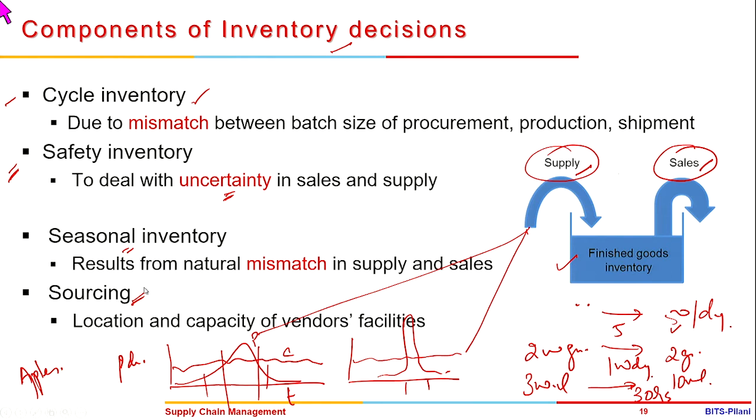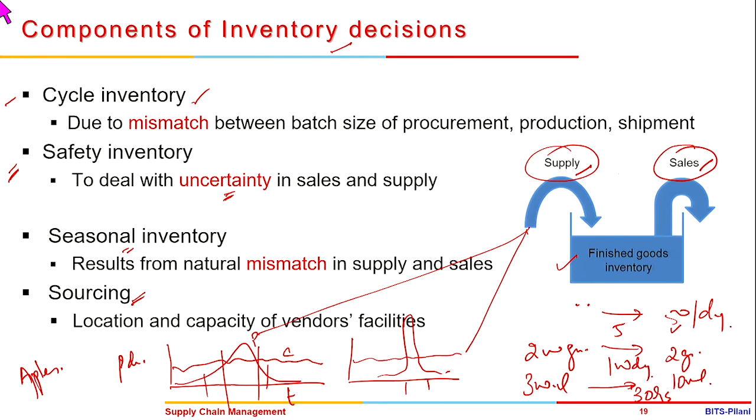So sourcing, from where you buy, also affects your inventory decisions. If you have decided to buy the products from abroad, it will take a long time to reach you. Therefore, your pipeline inventory, that kind of inventory, is going to be high. So location as well as capacity of the vendor's facilities will also affect your inventory.